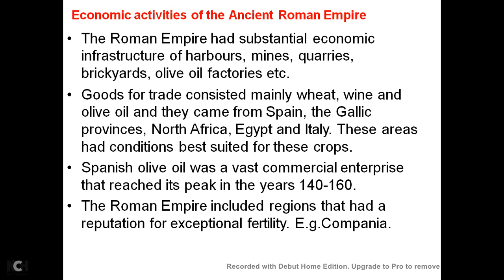The empire had substantial or considerable economic infrastructure of harbors, mines, quarries, brickyards, olive oil factories, etc. Wheat, wine, and olive oil were traded and consumed in huge quantities, and they came mainly from Spain and the Gallic provinces, North Africa, Egypt, and to a lesser extent Italy, where conditions were best for these crops.